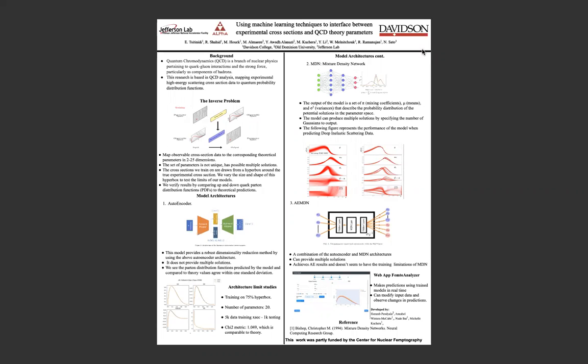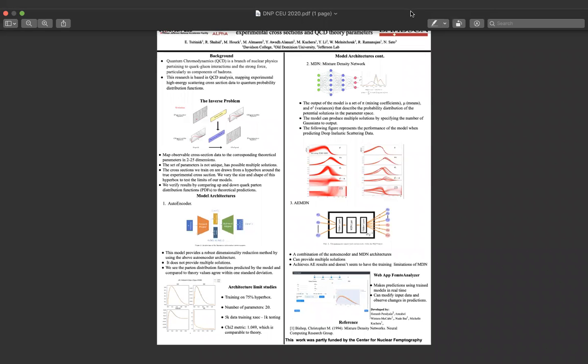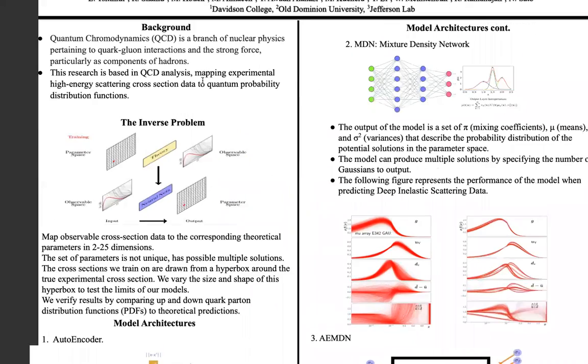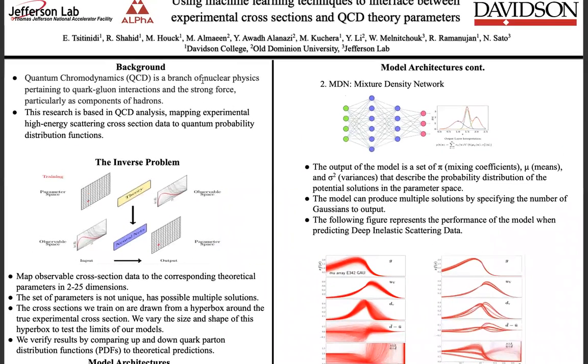Today, I am presenting my research done in collaboration with Davidson College, Old Dominion University, and Jefferson Lab. My research focuses on using machine learning techniques to interface between experimental cross-sections and QCD theory parameters. QCD stands for quantum chromodynamics, which is a branch of nuclear physics that pertains to quark-gluon interactions. Specifically, we study the inner structure of the proton.